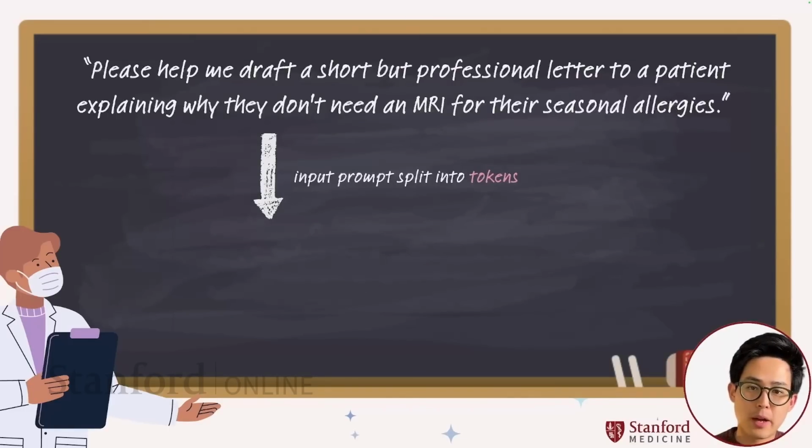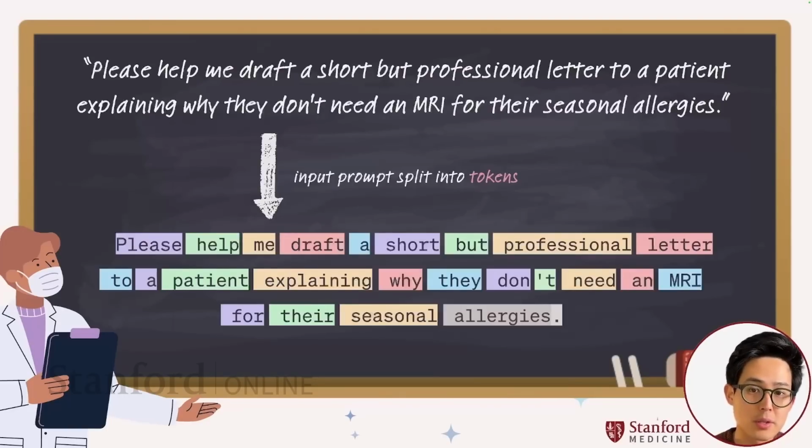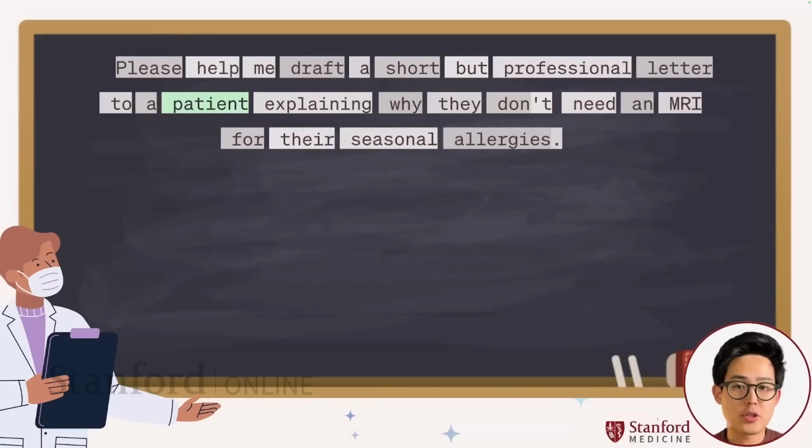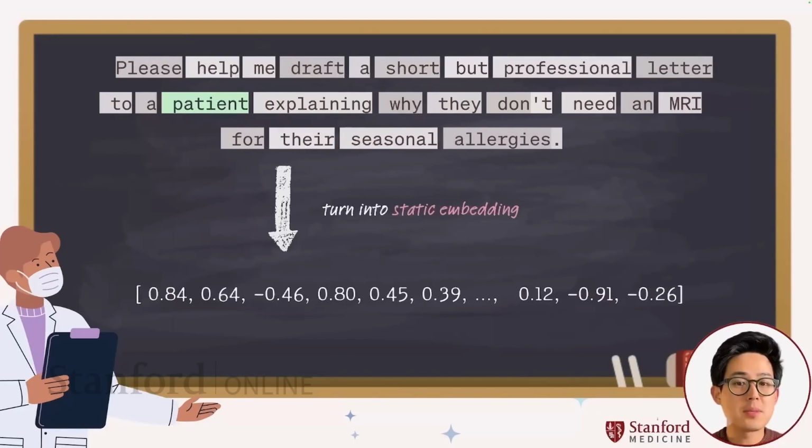So here's how the model is going to tokenize this specific sentence. In this example, it splits this input into exactly 25 tokens, with each one representing a small chunk of the original prompt. Now, let's just zoom in on one token, say the word patient. When the LLM sees this token in the input, the first thing it does is look it up in something like a dictionary. Specifically, it retrieves what's called a static embedding for that token. This embedding was created during the model's training process.